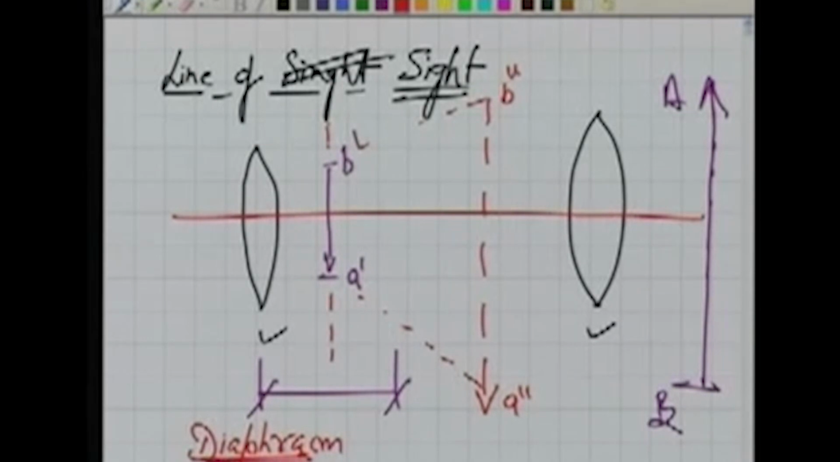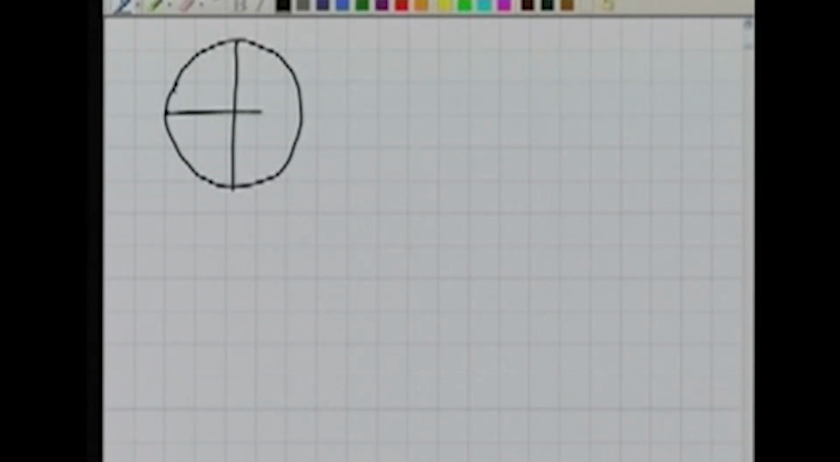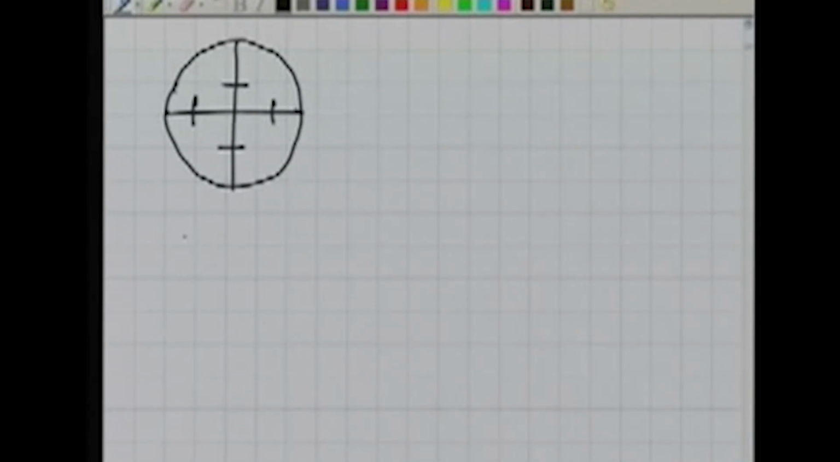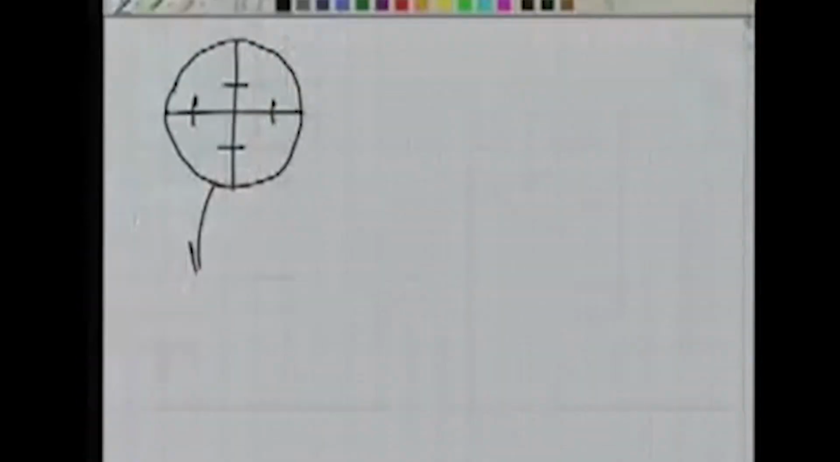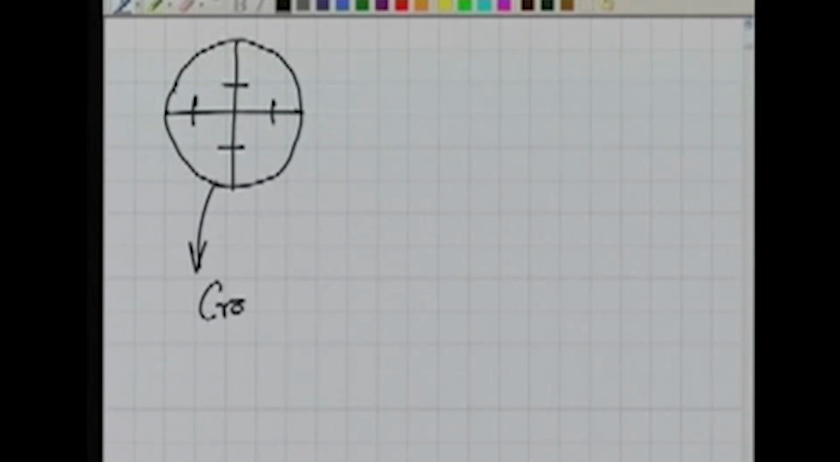Now, what is this diaphragm? A diaphragm, if I draw, is a glass sheet, circular in shape, and it will have some wires. Sometimes these are wires, or sometimes on a glass plate, some marks etched on it. So, for example, this is one example of the glass plate on which some marks are etched. Now, this assembly we say diaphragm or cross wire.